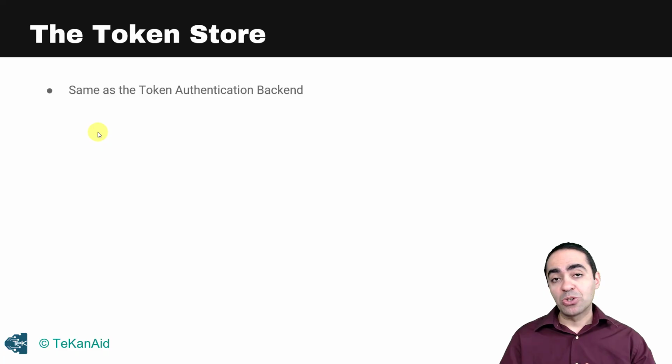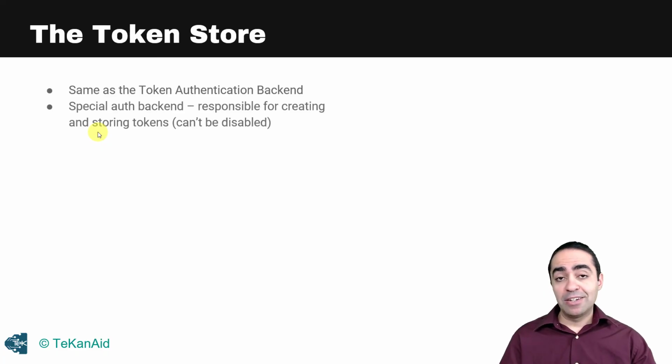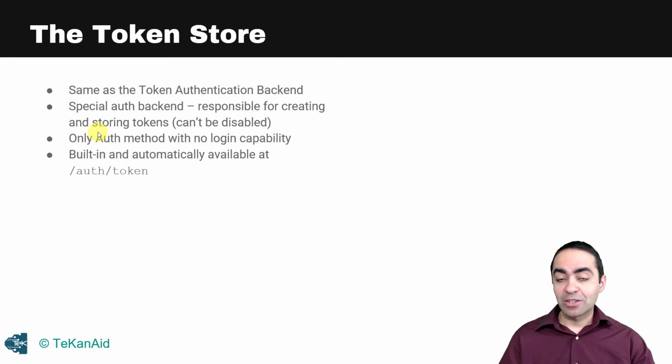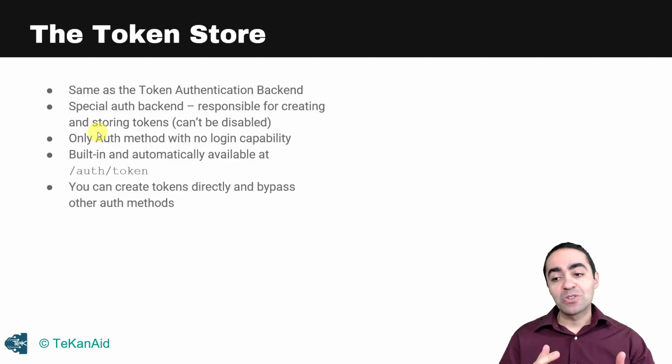It's also referred to as the token authentication backend. It is a special auth backend. It's responsible for creating and storing tokens, and you can't disable it. It's the only auth method with no login capability. It's built in and automatically available at this path, auth/token. You can create tokens directly and bypass other authentication methods. It's not recommended to do that, although sometimes you may need to, but for the most part, it's better to use authentication methods, as we saw in the previous section. And from authentication methods, a token gets generated.